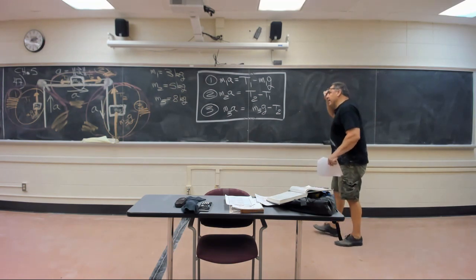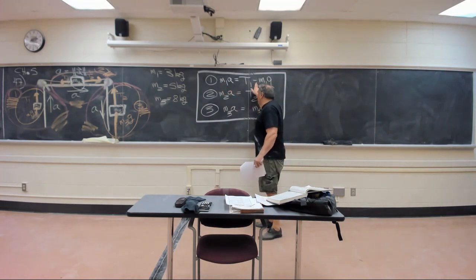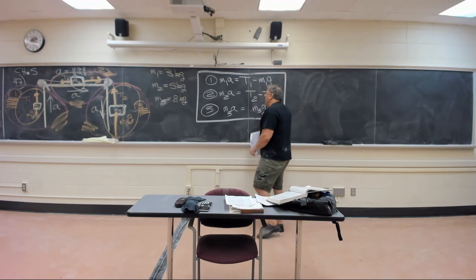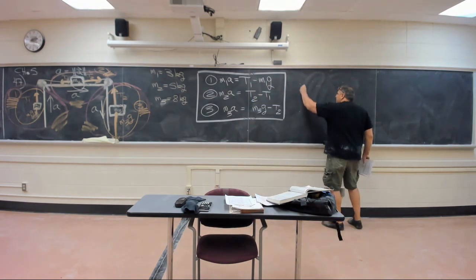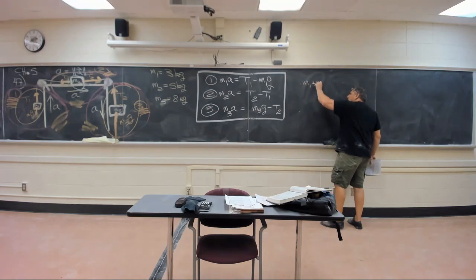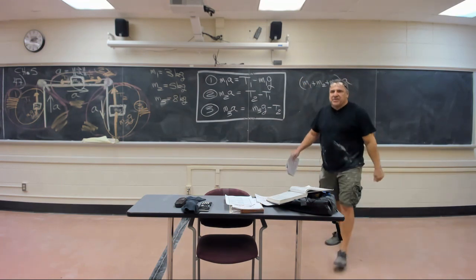Is there a way out of this? Yeah, I got an idea. If all that is equal to all this, and this equals that, and this equals that, then add all of this together: M1A, M2A, M3A. Wait a minute, that's M1, M2, M3. I could factor the A out of there, and I did that.